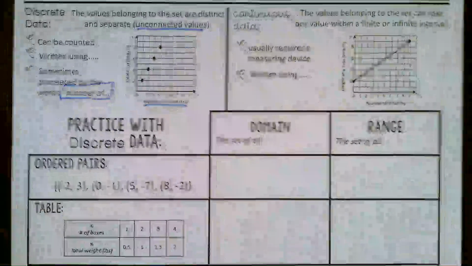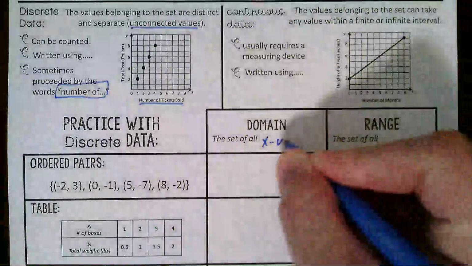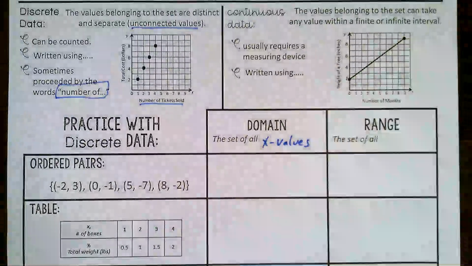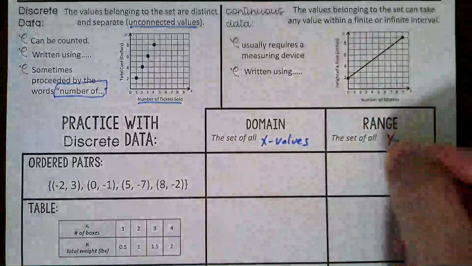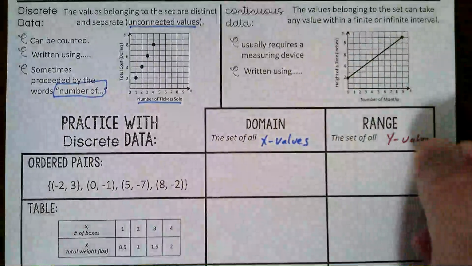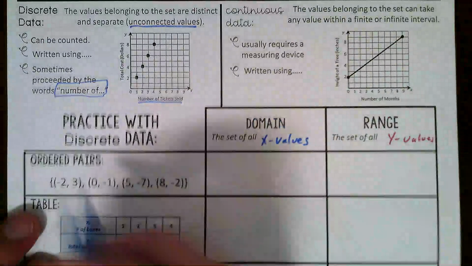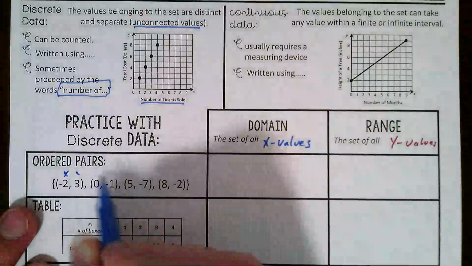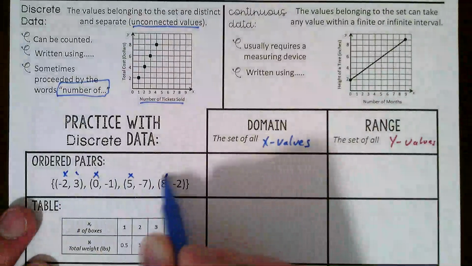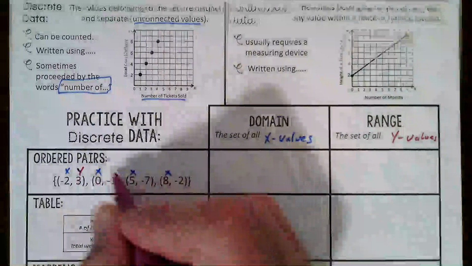So discrete data, understand that our domain and range are still the same. The domain is all the x values. My range, I'm going to go ahead and write in a separate color. My range is all my y values. So when I'm looking at these ordered pairs, remember, ordered pairs are written x, y. So these are all my x values. These are all my y values.